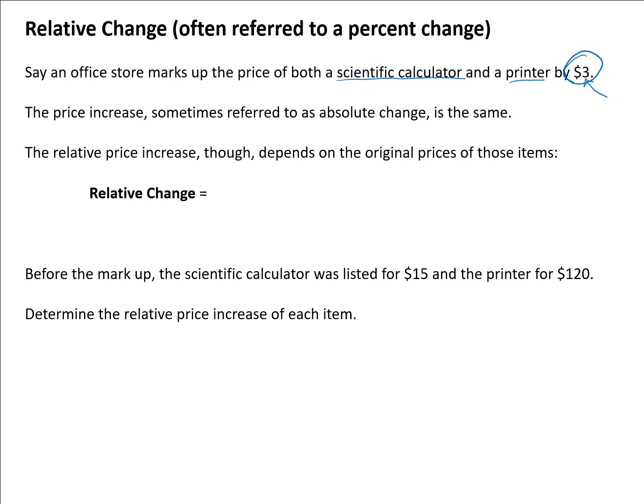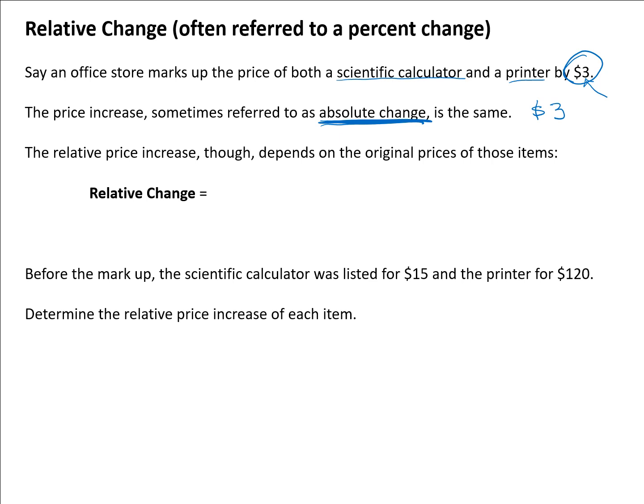So this $3 is the markup for both. So they're changing the price by increasing the calculator price by 3 and the printer cost by 3. So the price increase, what we sometimes refer to as the absolute change in both of these items, is exactly the same. It's $3. Mathematically we might call that the absolute change. It's just how the price has changed.